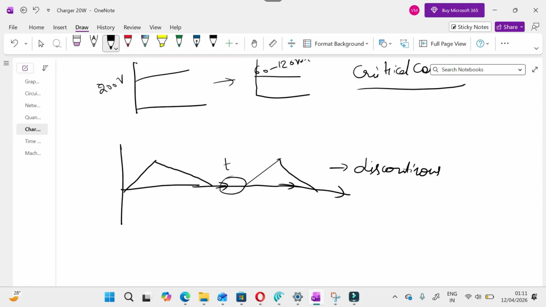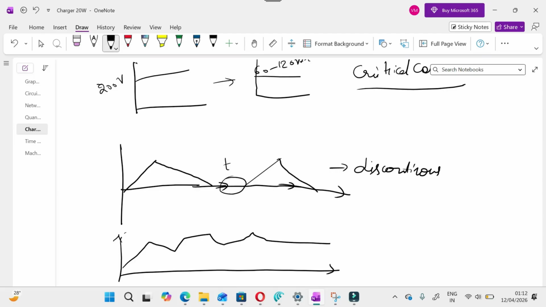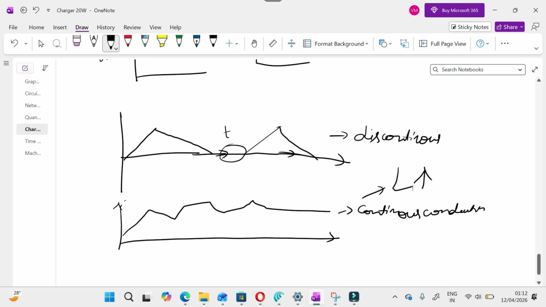So this is called a discontinuous conduction mode. And there is one more called continuous conduction mode, where current will never fall to zero in the inductor. It will be always rising, falling, rising, falling. So it will never fall to zero. This is called continuous conduction mode. This kind of conduction will happen if there is a high inductance value. If a very large inductance value is selected for that buck converter, then you will have this continuous conduction mode. If not, there is a discontinuous conduction mode.